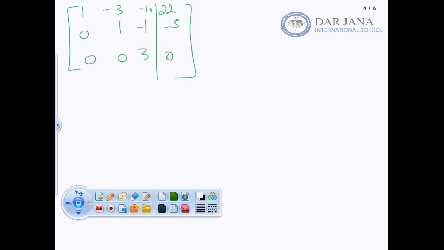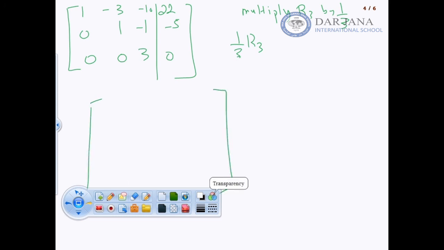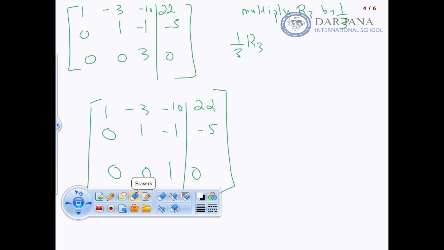Next, I'm going to multiply R3 by 1 over 3. So 1 over 3 R3. 1, negative 3, negative 10, 22, 0, 1, negative 1, negative 5, 0, 0, 1, and 0.